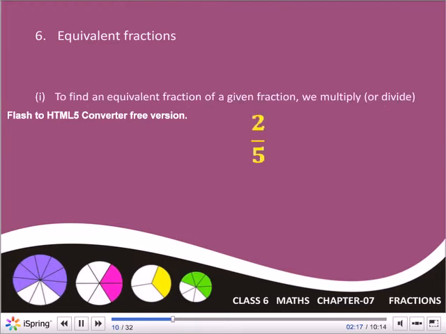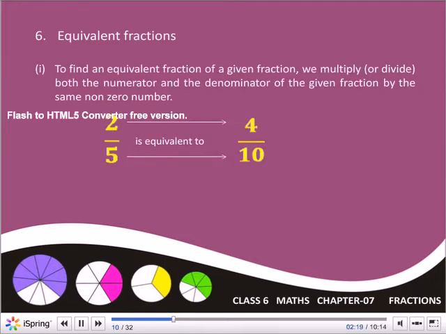Equivalent fractions. To find an equivalent fraction of a given fraction, we multiply or divide both the numerator and the denominator of the given fraction by the same non-zero number. Let us take few examples to understand this.